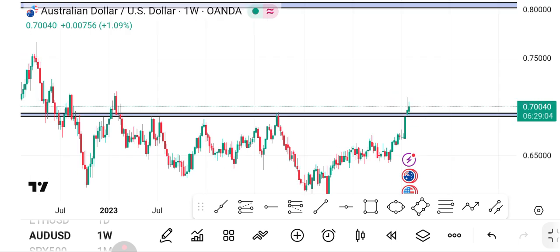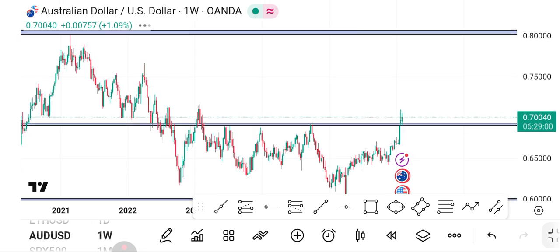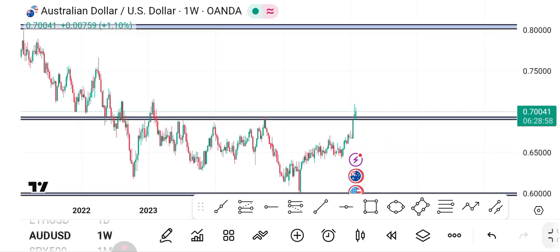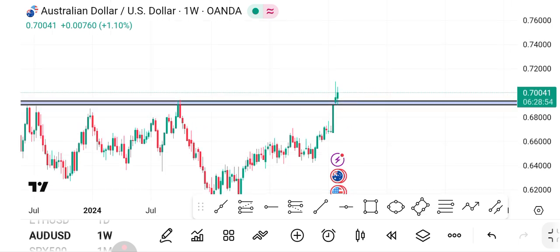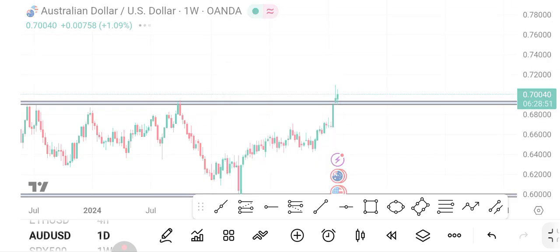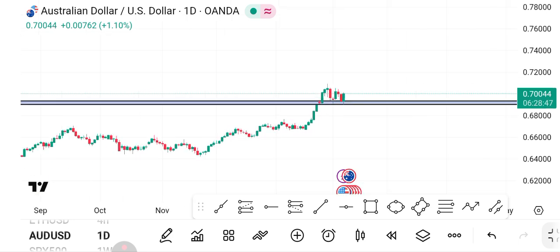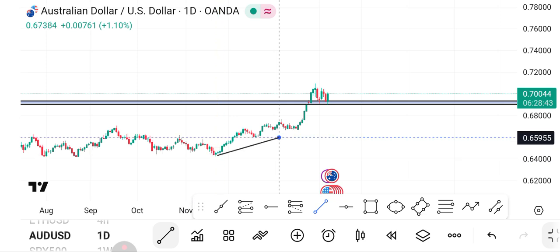Technically, it has breached through this. This is a major key level. Major. I don't advise anyone to be buying right now, though I see a setup forming. I see some sort of setup forming, but I'm going to draw my trend line.